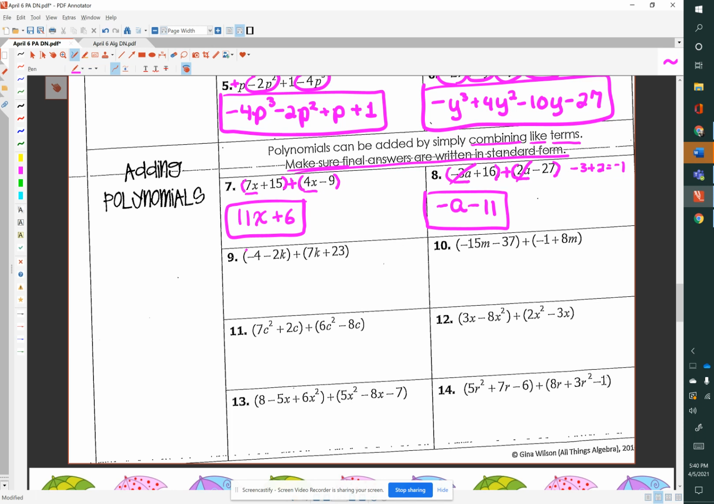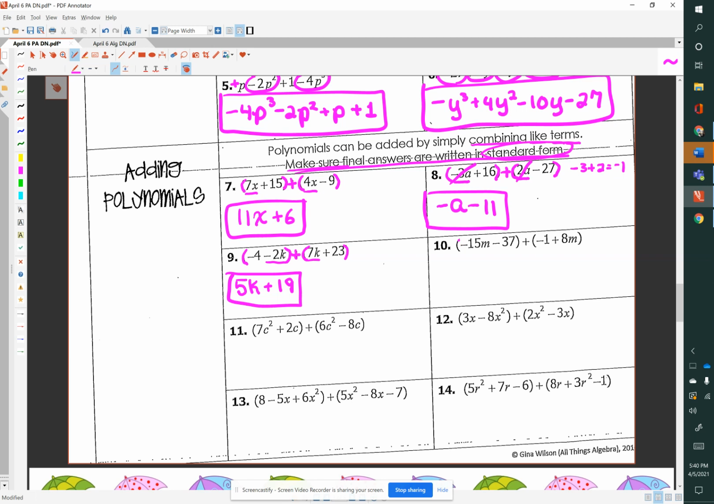Number 9, we have the quantity of negative 4 minus 2k added to 7k plus 23. So we're going to start with the k terms. We're writing these in correct standard form as we've been asked to do here. So we have negative 2k plus 7k. So negative 2 plus 7 is 5k. And then we have negative 4 plus 23, so that's a positive 19. And that's written in standard form.